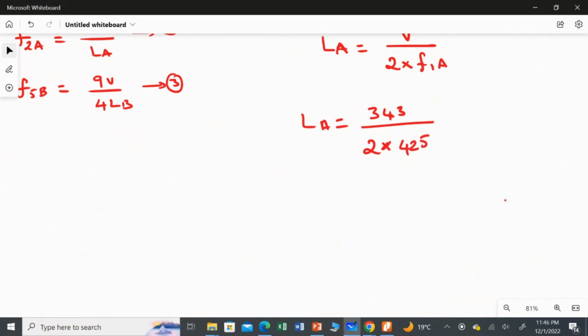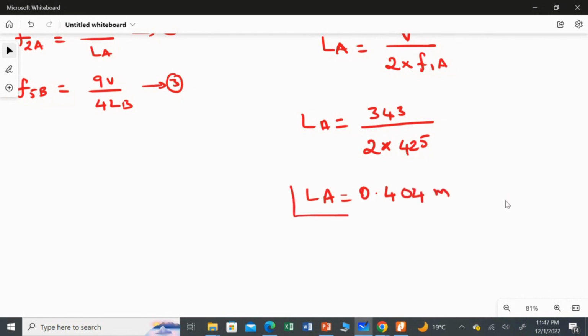So let's see what the answer for this is. 343 over 2 multiplied by 425. The answer is 0.4035. So I can write it as 0.404 meter. So we got the answer for the first part.